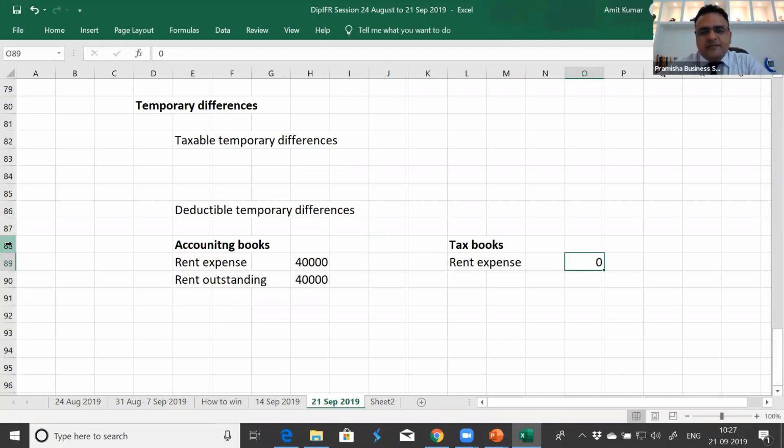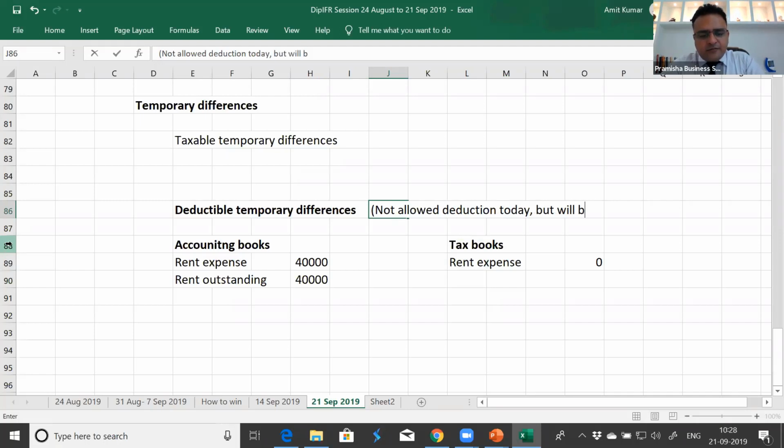But at the same time, they are saying that whenever you make the payment, if you're not making the payment this year, this happened in February, and you're making the payment next year, they'll allow this as a reduction in future. Means what? This is a deductible temporary difference. Deductible temporary difference means not allowed deduction today, but will be allowed deduction in future.